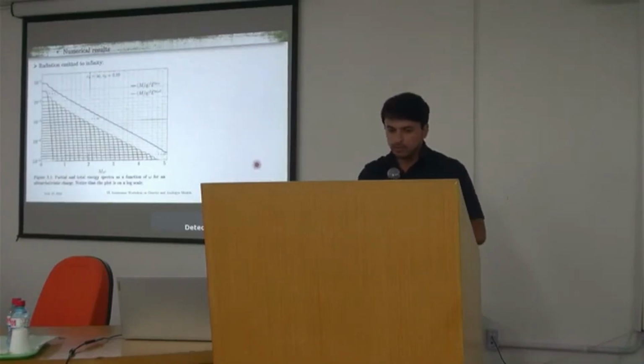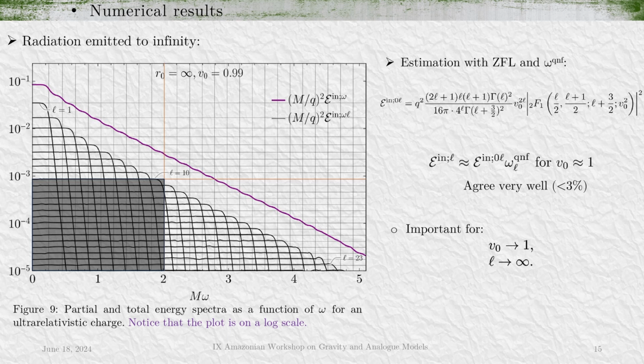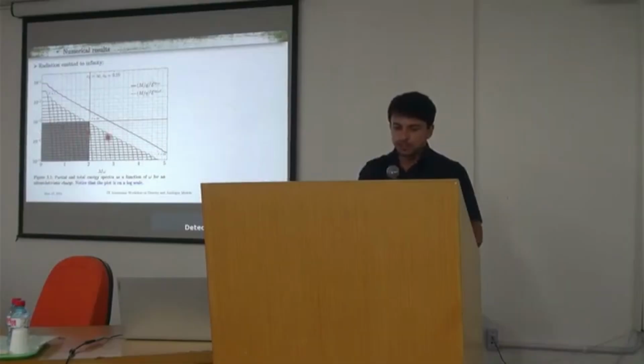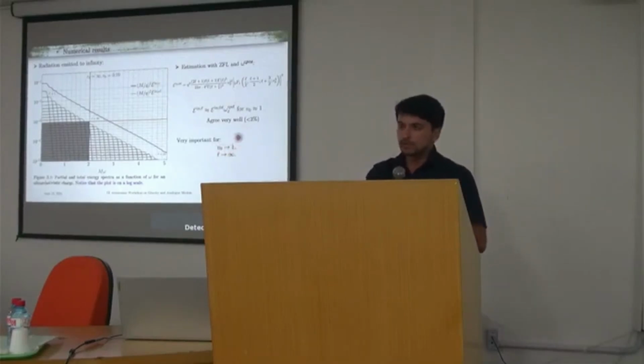But now, once the spectrum is flat up to a cutoff frequency, that is the quasi-normal frequencies of the black hole, we could use these insights to estimate the energy that is emitted by the charge, for example. We can do this by using the zero frequency analytical results and the quasi-normal modes of the black hole, and these agree very well with the numerical results. This is very important in the limit where V is very close to 1, and for the multipole number going to infinity, because in this regime, the numerical calculation is breaking down.